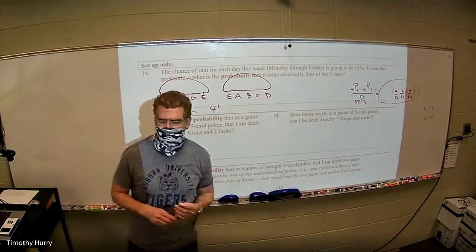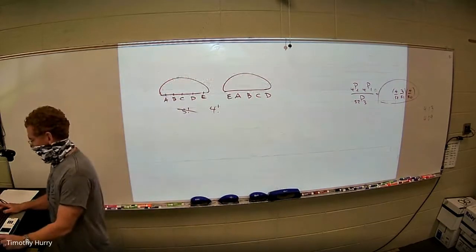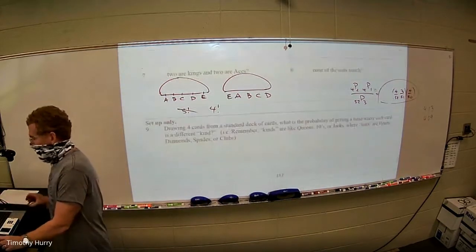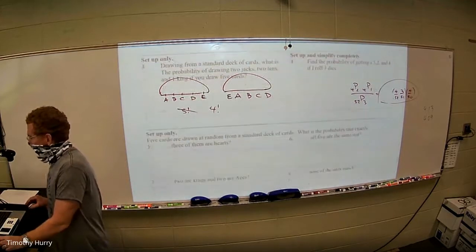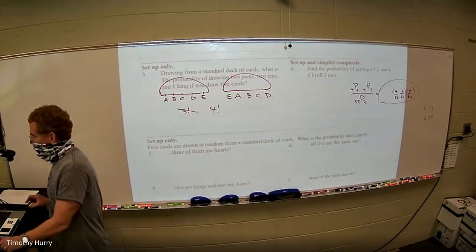Yep. Page 117. Can you do 4? Yep. Find the probability of getting a 5, a 2, and a 4 if I roll 3 dice.